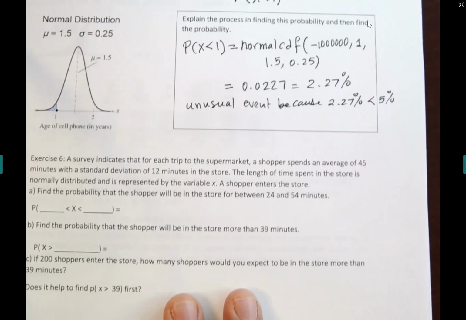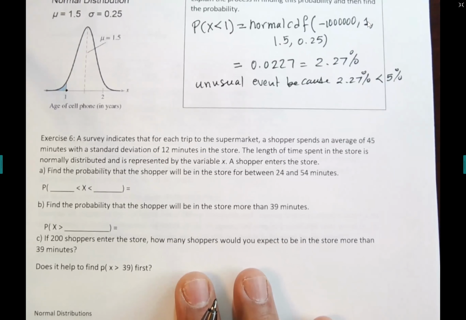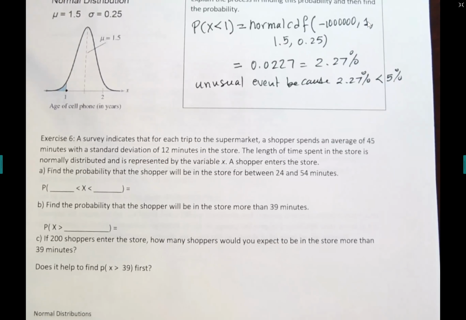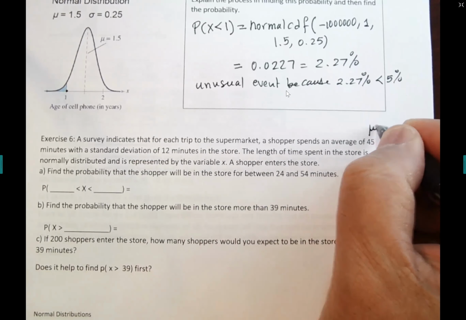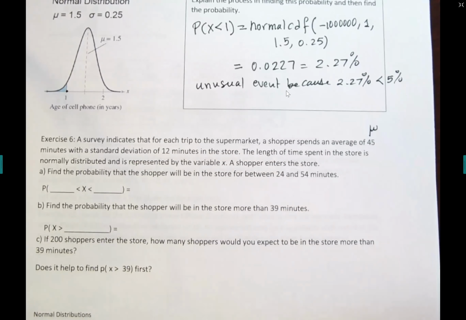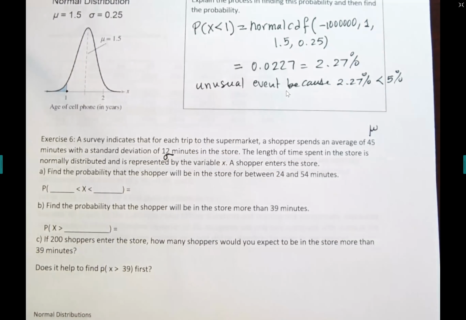One more question. Let's do this one together. A survey indicates that for each trip to the supermarket, a shopper spends an average of 45 minutes. Once he says average, this is the mean, so you can label that as the mean. With a standard deviation of 12 minutes, that's the standard deviation sigma.